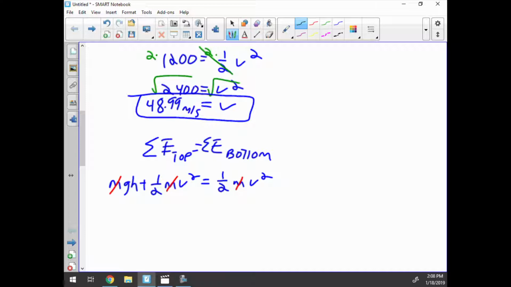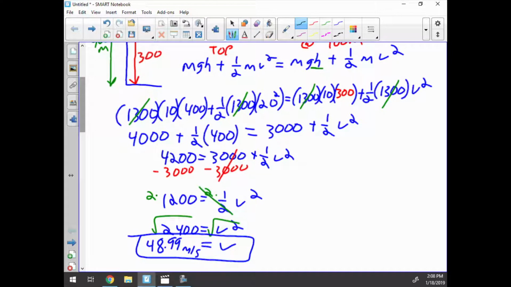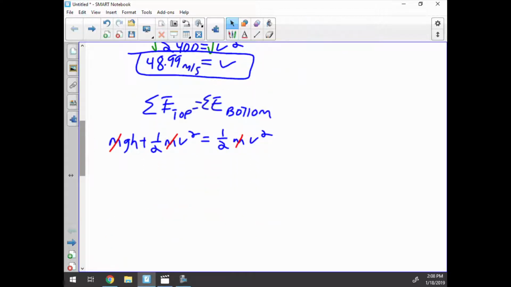And if you remember, the energy at the top, if we scroll up on the left side, even after I canceled my 1300s, my energy at the top turned out to be 4200. So I'm going to use that instead of redoing it. I'm going to say my energy at the top is 4200. And then my energy at the bottom would be 1/2 v squared. Of course, you can still plug all the numbers in and you'll get the same thing. I'm just trying to do a shortcut here.